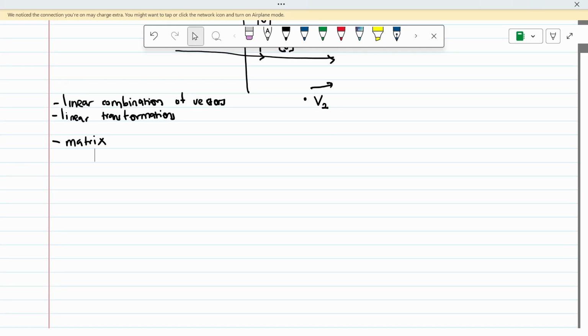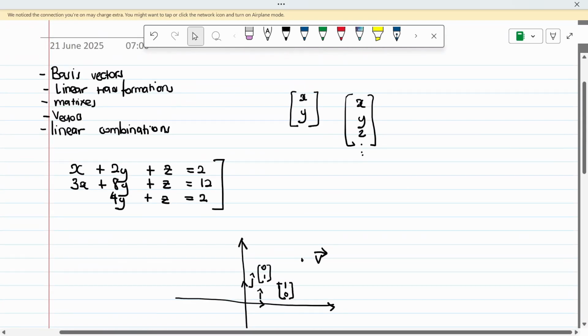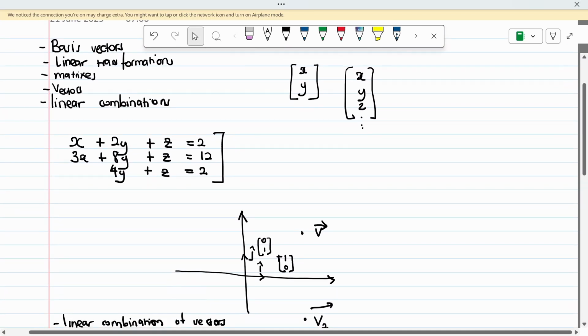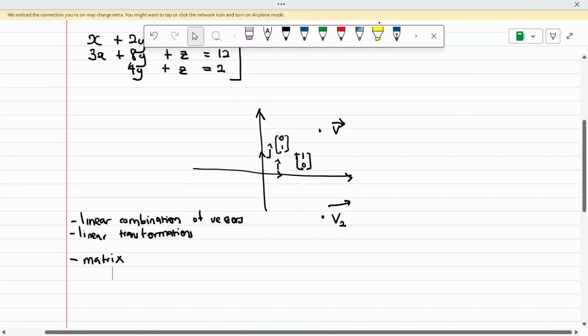We use matrices to represent transformations. And a matrix is usually the new positions of i hat and j hat, and we can multiply that matrix by any vector to find its new position after the transformation. So that brings us to linear transformations. That's a brief reminder of basis vectors, linear transformations, matrices, vectors, and linear combinations.